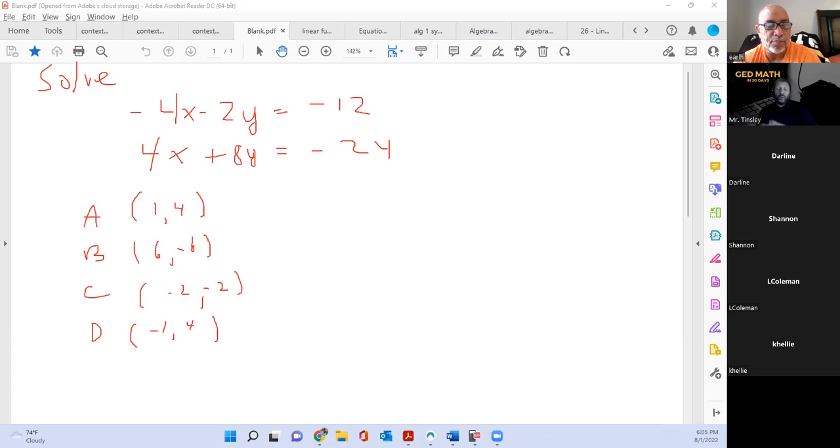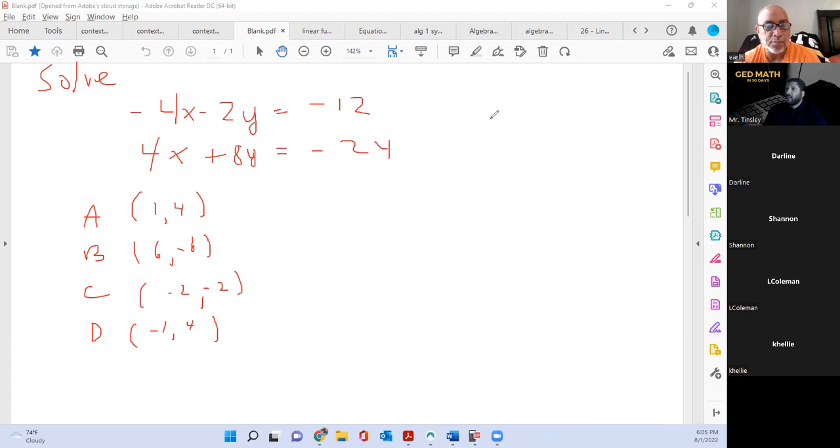One thing about the GED is this is what they'll do. They'll either have one of the variables where the coefficients will be the same in both equations, and I'll show you an example. In this case, they're opposites. So right away, you see minus 4x and 4x. You should know they are opposites of each other, and they will immediately cancel each other out.